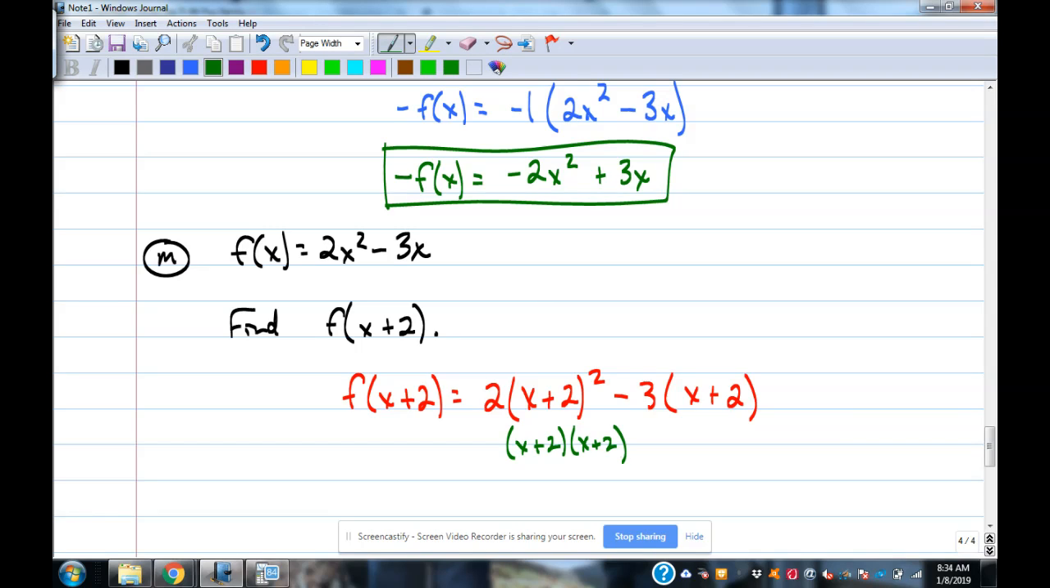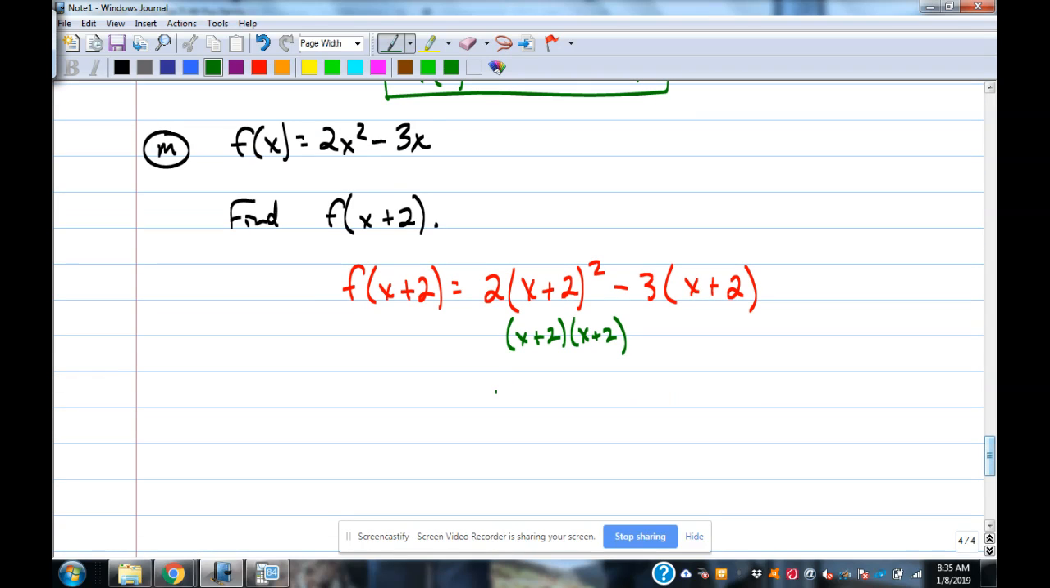So then you multiply that out. X times x is x squared. X times 2 is 2x. And then we got another 2 times x, which is another 2x. So that'd be the 4x in the middle. And then 2 times 2 is 4. So we end up with 2 parentheses x squared plus 4x plus 4, minus 3x minus 6.